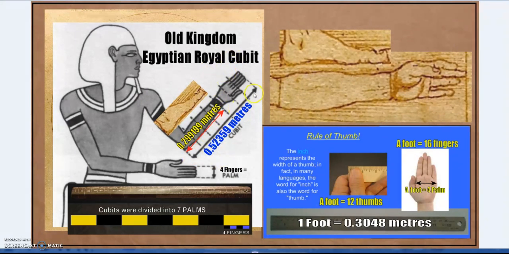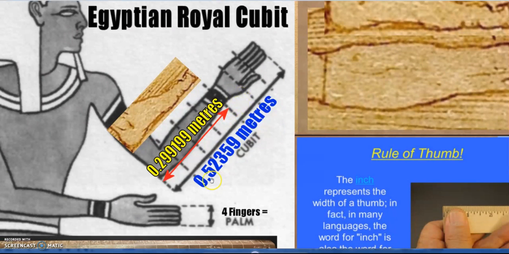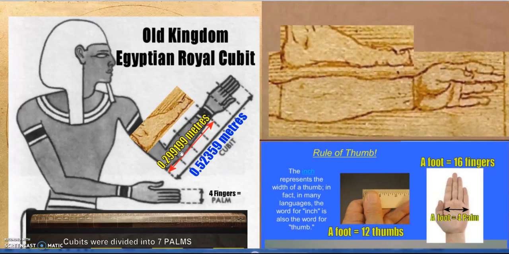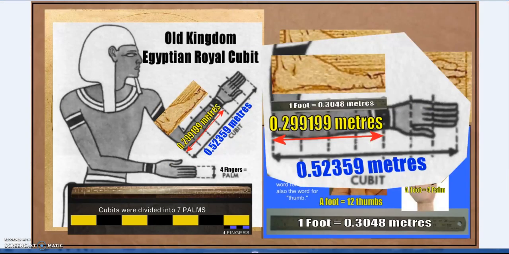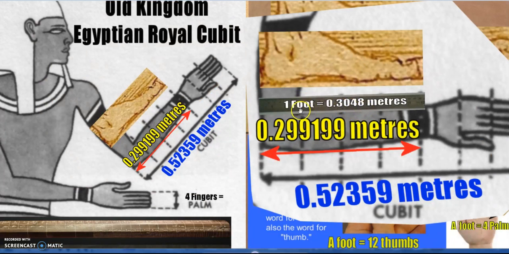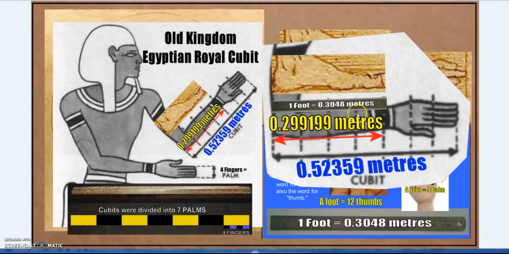So we have the Old Kingdom cubit. 4/7 of pi over 6 meters is 0.299199 meters, 29.91 centimeters, and so that's the foot. Okay, but 1 English foot is slightly longer than that. It is 30.48 centimeters or 0.3048 meters. Very close. However, this is an important feature.